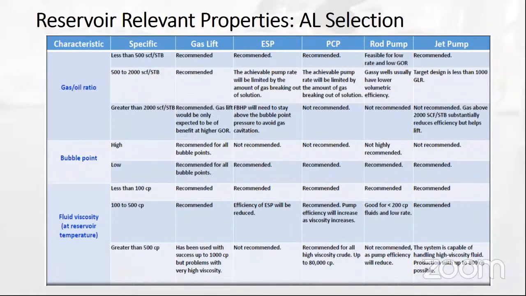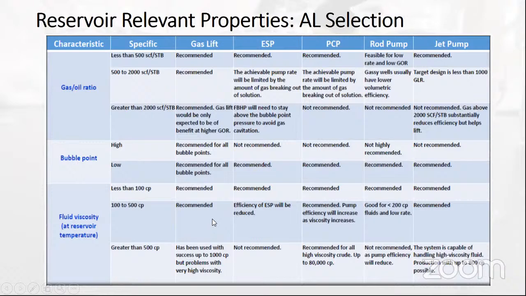This free gas can cause problems like gas lock in any kind of pump, like the ESP, PCP pump, and jet pump. So if you have a high gas oil ratio, the recommended method for the artificial lifting is to apply gas lift.